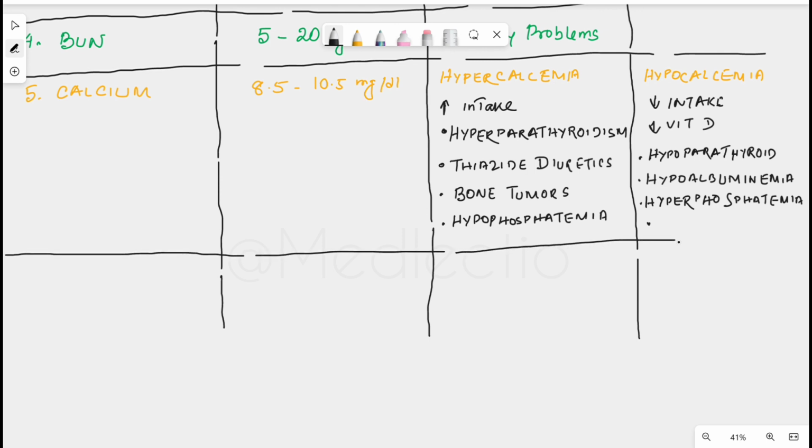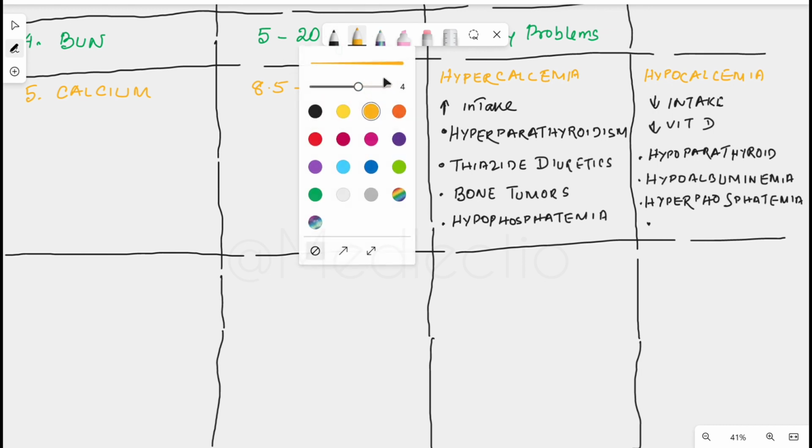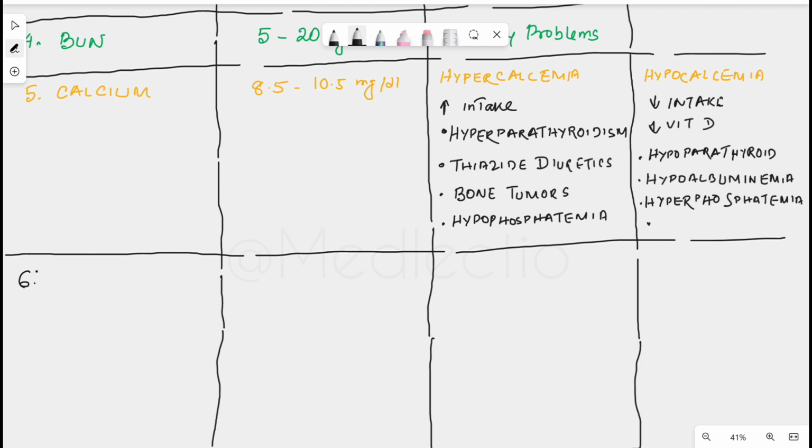So the next one. I think the both side chart was better. Next one will be that.